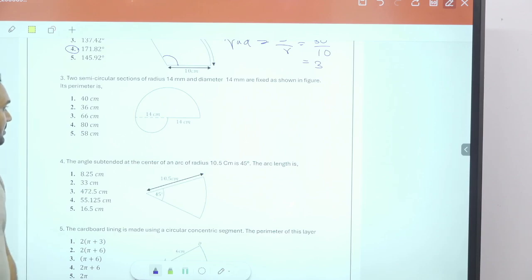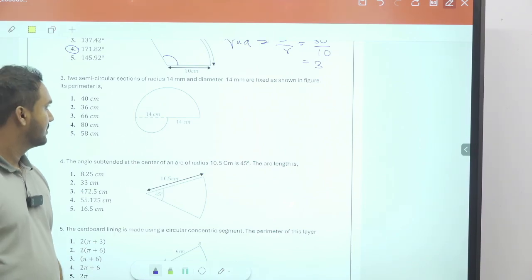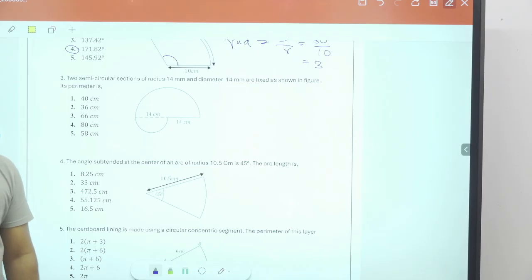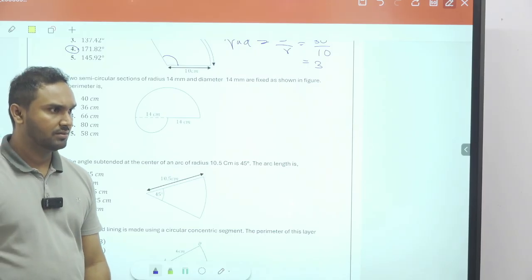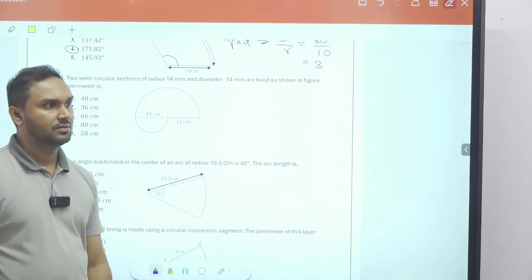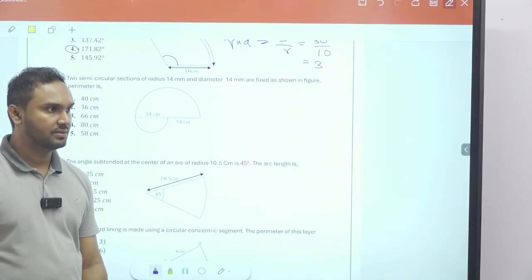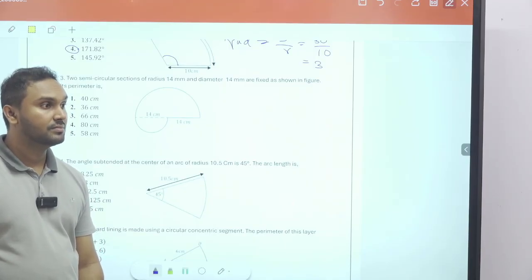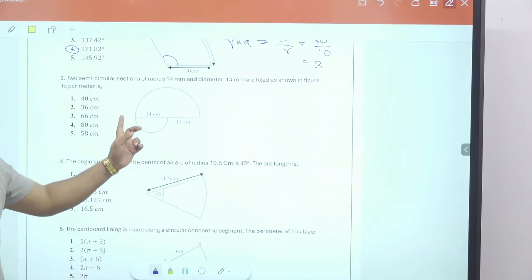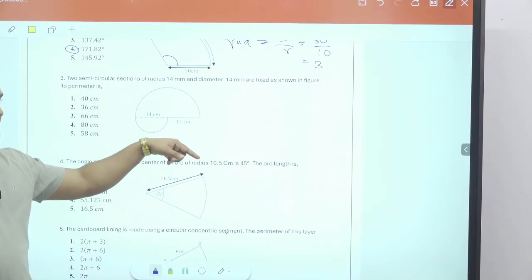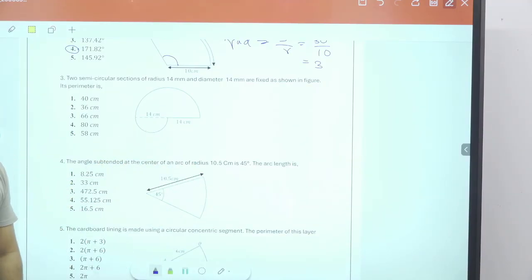Bro, this one is easy. Simple, right? You put 5r. The semicircle, so you have to put 5r to get the circumference, right? The full circle is 2πr, this is a semicircle, so now it's πr. Half of 2πr is πr, right?